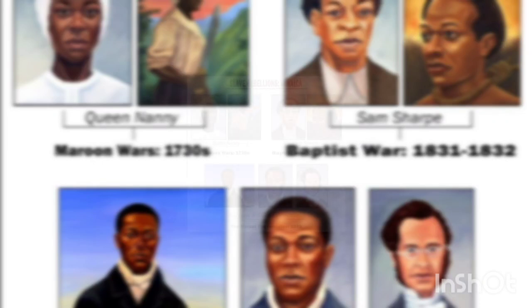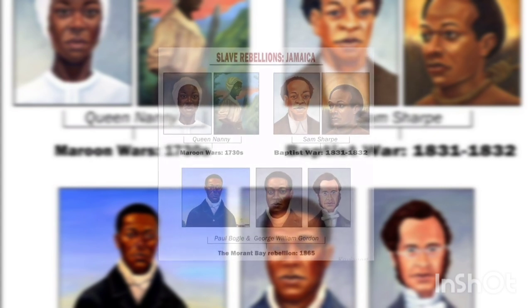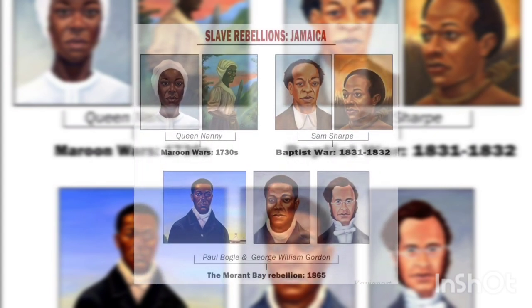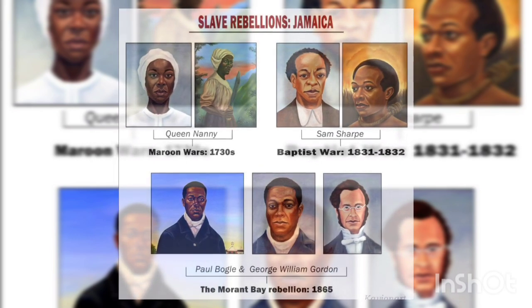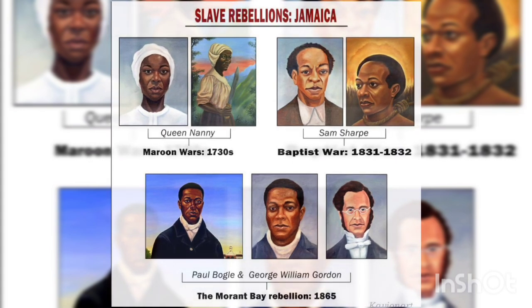Three of the most significant slave rebellions in Jamaica. A legacy of resistance won. Morant Bay Rebellion. What was it? The Morant Bay Rebellion was an uprising on October 11, 1865, by Jamaica's black population against British colonial oppression.